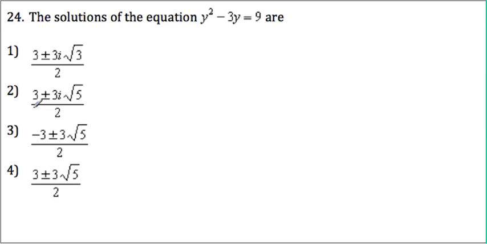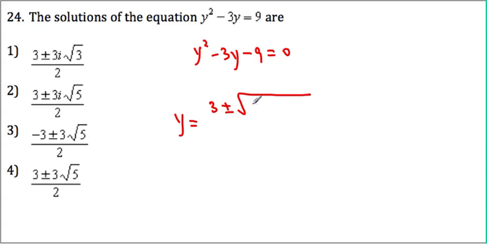Number 24. By looking at the choices, I guess it might be better for us to use the quadratic formula. By subtracting 9, we get y squared minus 3y minus 9 is equal to 0. Then what is y using the quadratic formula? We have negative b, which gets us 3 plus or minus b squared, which is equal to 9, minus 4a, where a is equal to 1, c is equal to negative 9, all over 2 times a, which is equal to 1.